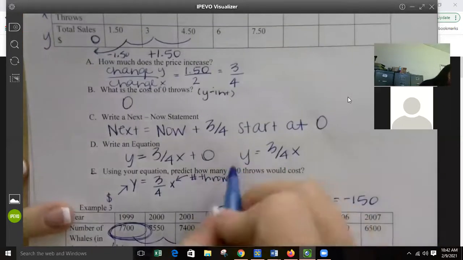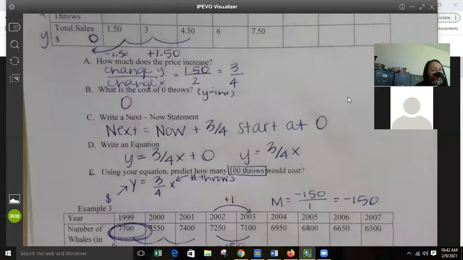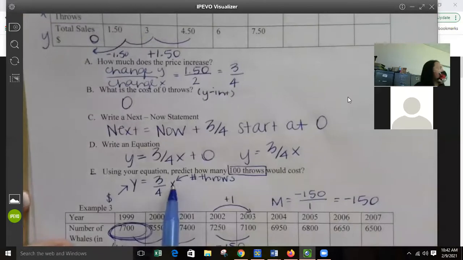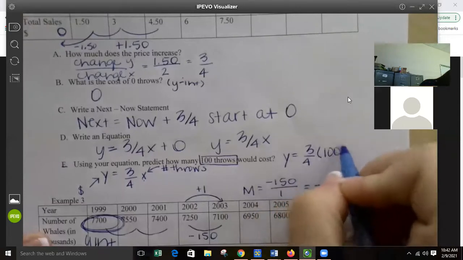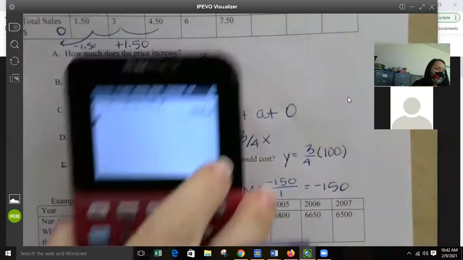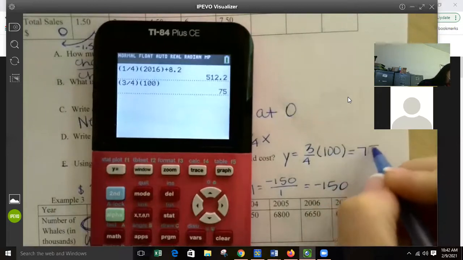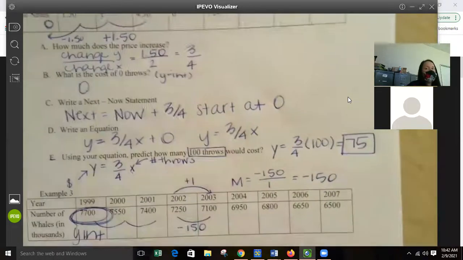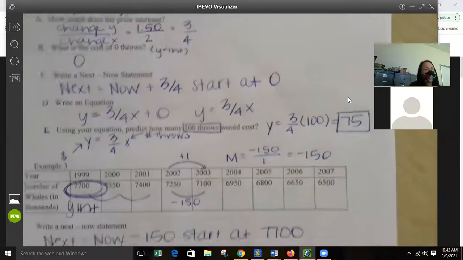What did they give us in the problem? 100 what? Throws. So we're plugging it in for X. So we're going to do Y equals 3/4 times 100. If you want to put the plus zero, that's fine. 3/4 times 100 is 75. You can. Some people can. No worries.